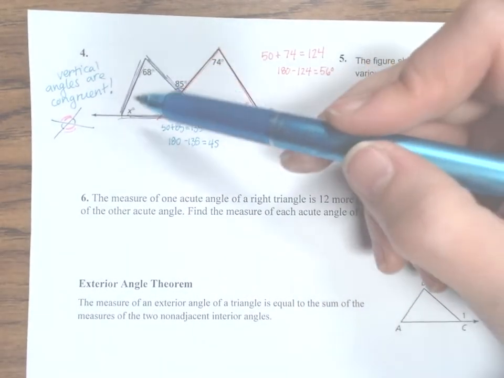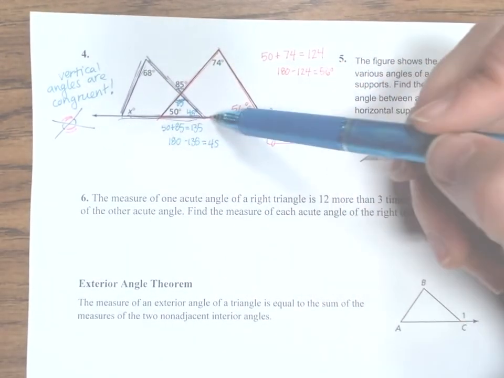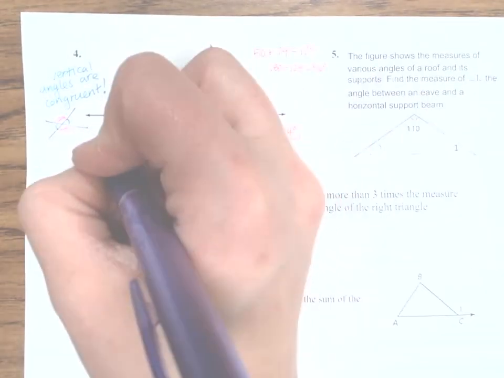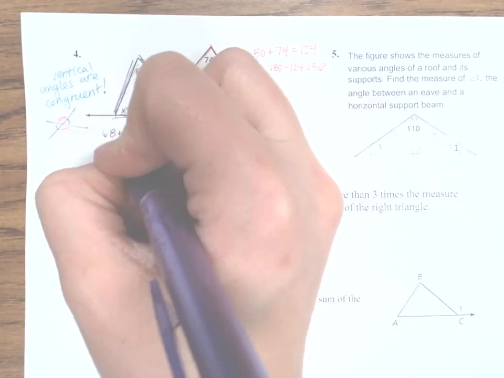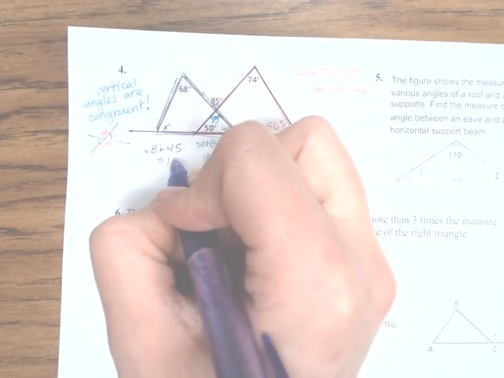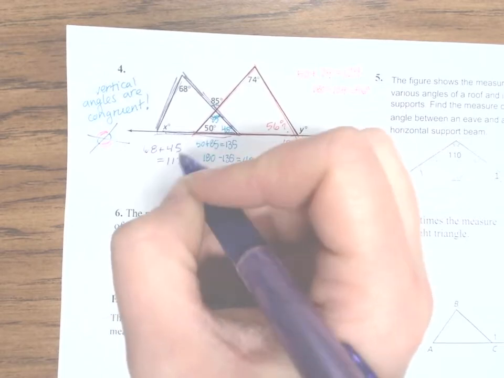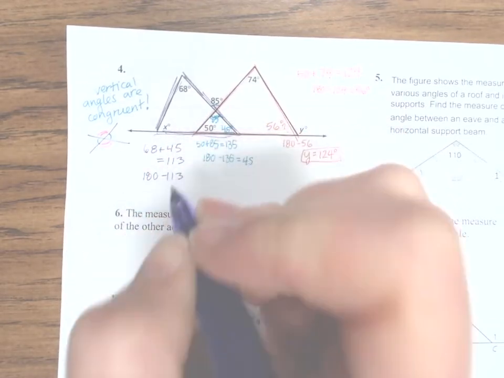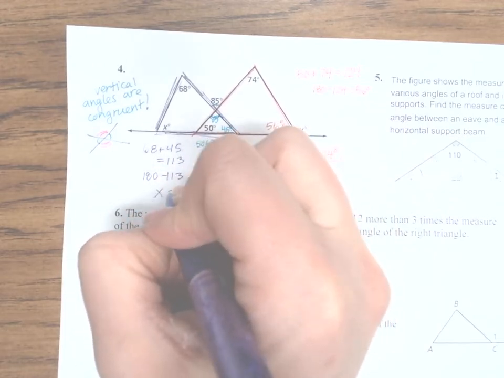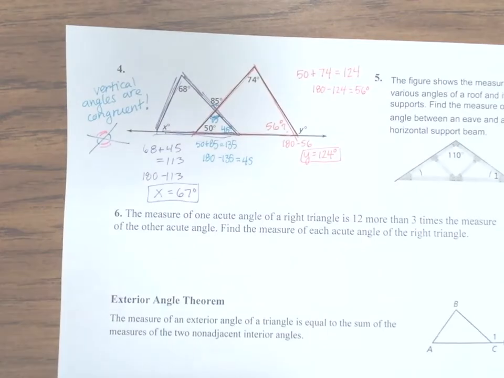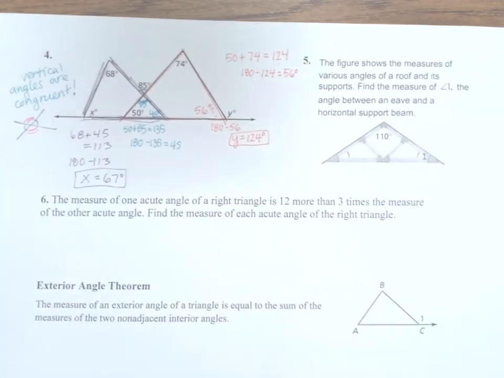And now I can use that to find x in this bigger triangle right here. So I've got a 68 and a 45 degree angle. So 68 plus 45 is 113. Now I can subtract that from 180. And I get that our value of x is 67 degrees. So there's how that one works. Quite a few more steps, but same basic idea.